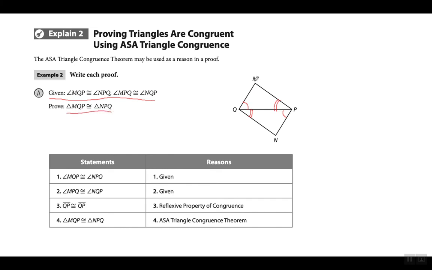Prove that the triangle, notice that these have the symbol for an angle, all of these, and this has the symbol for a triangle. So now they're talking about the triangle. Prove that triangle MQP is congruent to triangle NPQ. I know the answer is there. Just give me 1 second and I'll get to it. Let me just say that in Spanish.